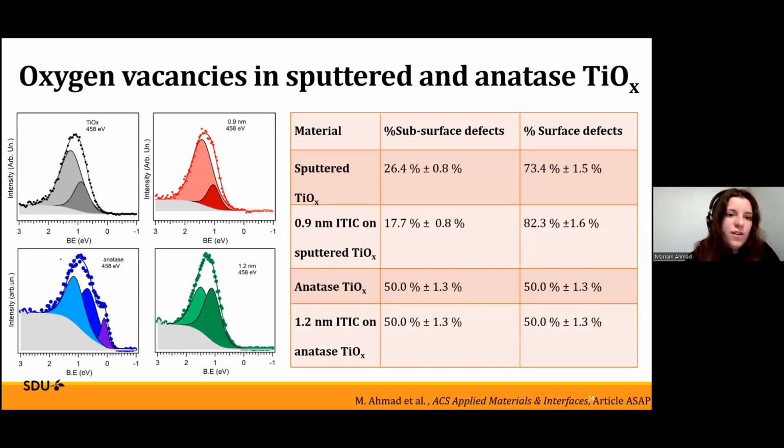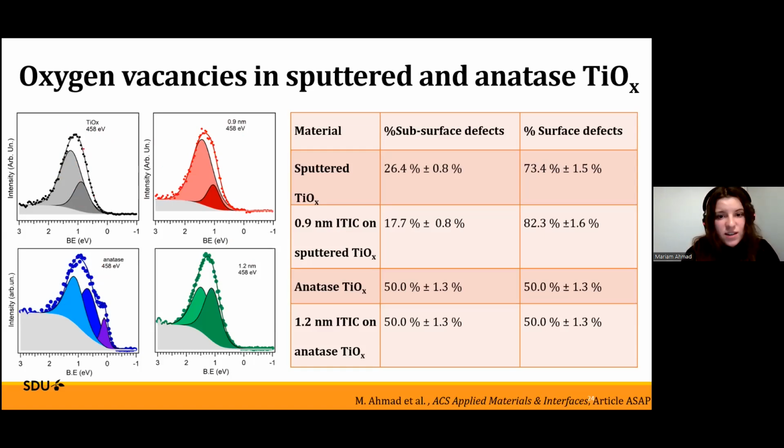You see the zooms here. So here, on the top, we have sputtered titanium oxide before and after deposition of ITIC, and on the bottom we have anatase titanium oxide before and after deposition of ITIC. So we wanted to fit this defect state, and we saw that two features are needed to fit this defect state for sputtered titanium oxide, both before and after deposition of ITIC: a low binding energy feature, which corresponds to oxygen vacancies in the subsurface region, and a higher binding energy feature, which corresponds to surface oxygen vacancies.